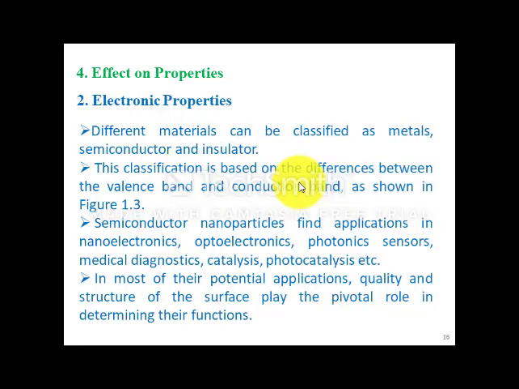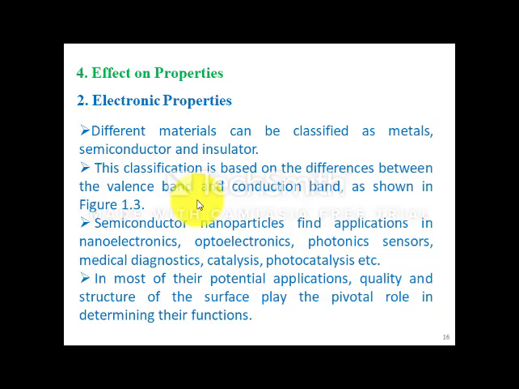Next one are the electronic properties. Different materials can be classified into three classes as metals, semiconductors, and insulators depending upon their electronic properties. This classification is based on differences between the valence band and conduction band. It is shown in figure 1.3 on the next page. Valence band is the lower band and the conduction band is the upper band. Electrons move from valence band to conduction band.